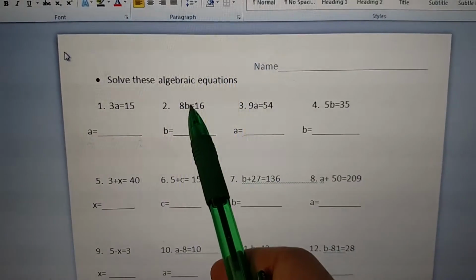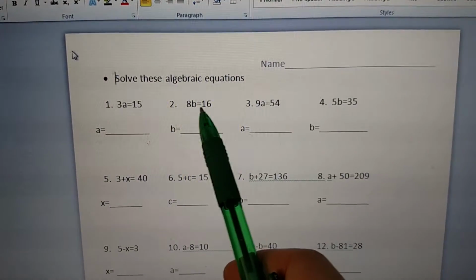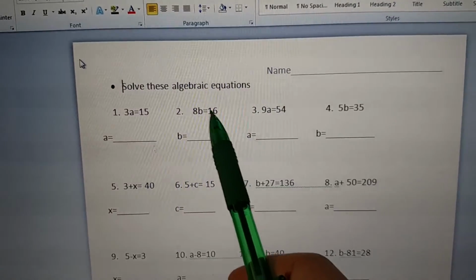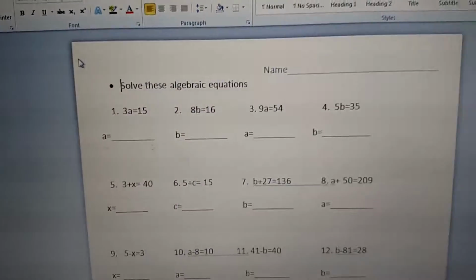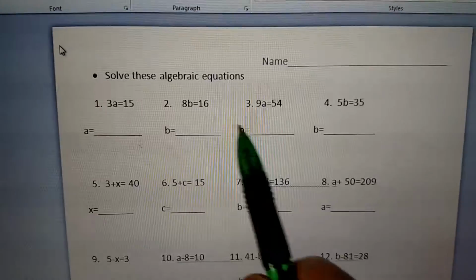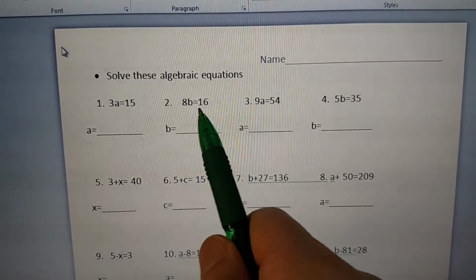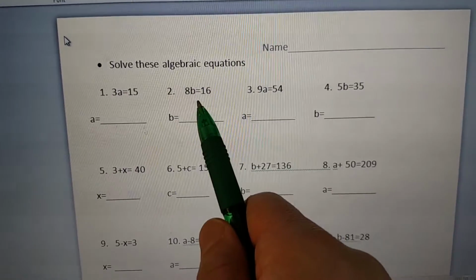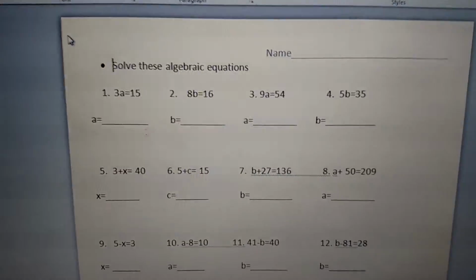So here, let's do the opposite equation. Instead of multiplying, let's divide. 16 divided by 8 gives us 2. Let's make sure it works. 8 times 2 gives us 16. Yes, that's correct. So B equals 2.